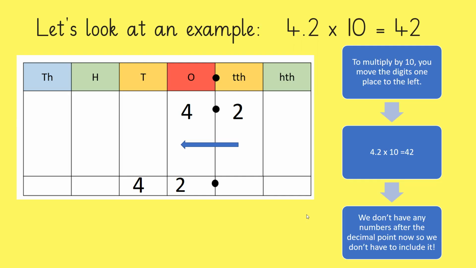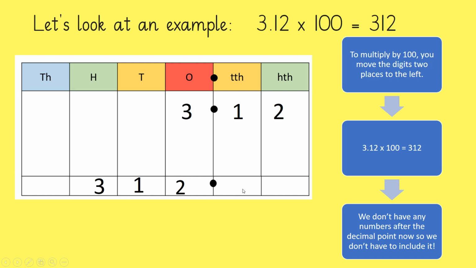So let's have a look at this first example. 4.2 times by 10 equals 42. As you can see, 4.2 in the chart here. We then move it one place to the left to give us the answer 42. We don't have any numbers after the decimal point, so we don't have to include it.